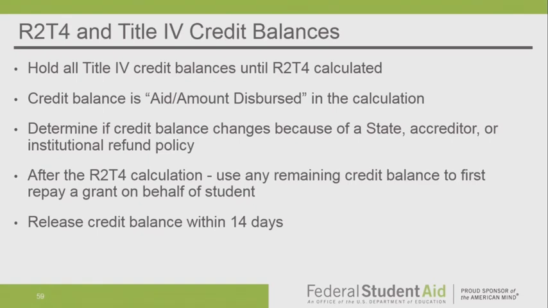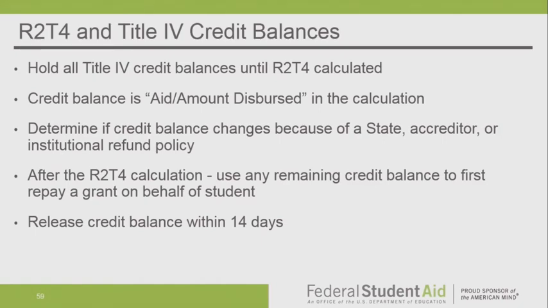You would need to determine if that credit balance is going to change because of any policies, because there may be some things that are going to change that balance after you go through all of your departure stuff. One thing you need to remember is that you always do the Pell recalculation first before you do the R2T4 calculation. And when you do the Pell recalculation, some of that money may be going back to the Pell program before you even get to R2T4. So make sure that you determine if that credit balance changes.